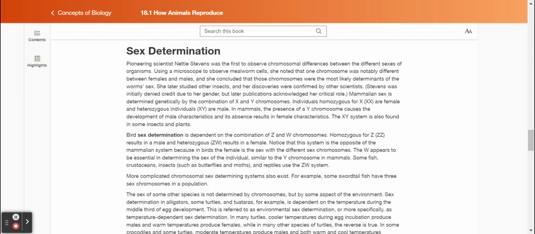Mammalian sex is determined genetically by the combination of X and Y chromosomes. Individuals homozygous for X, as in XX, are female, and heterozygous individuals, XY, are male. In mammals, the presence of a Y chromosome causes the development of male characteristics, and its absence results in female characteristics. The XY system is also found in some insects and plants.